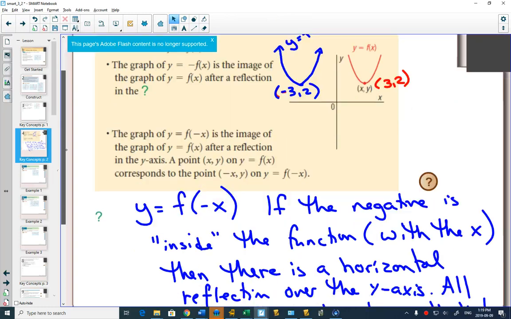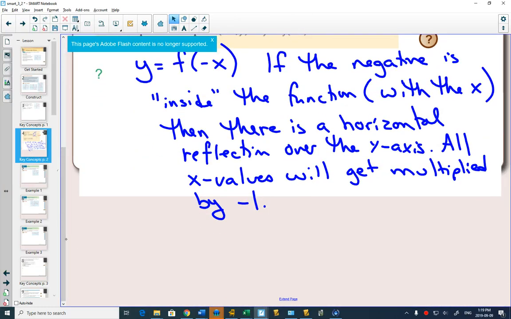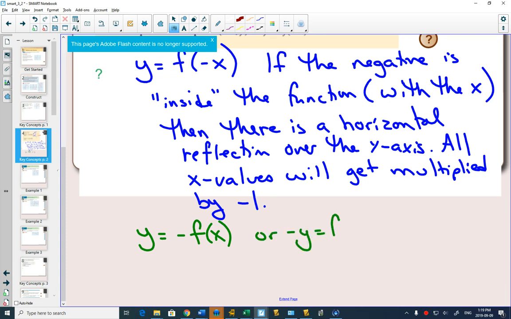And then secondly, if the negative is outside of the function. And it could be written like this, or if I would multiply both sides by -1, you could see that, oh, the negative is with the y value. But mostly we write it as the left-hand side as negative f of x.